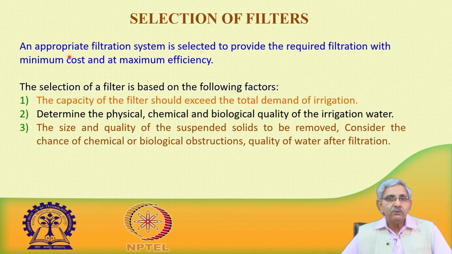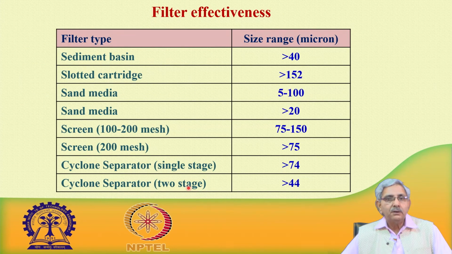A particular type of filter selection is made based on the capacity it should have. That will depend upon the total irrigation demand, the physical, chemical or biological quality of water, and the size and quality of suspended solids to be removed. Then the different types of filter, and what should be the size of that particular type of filtration unit.